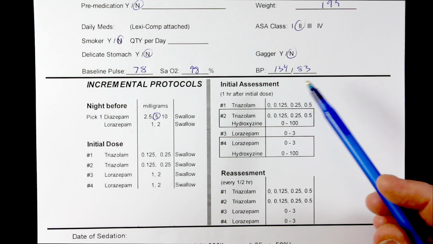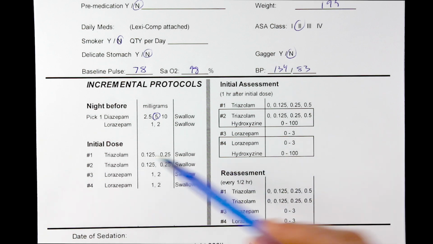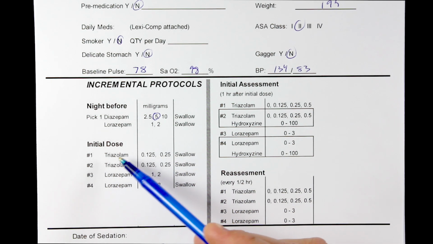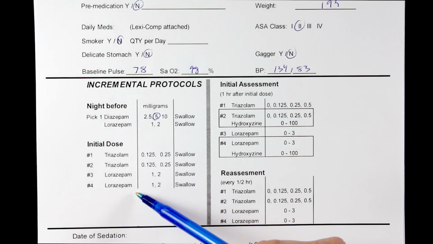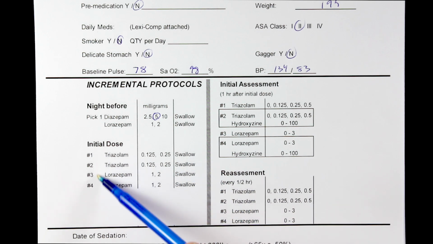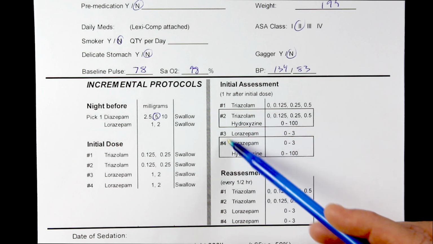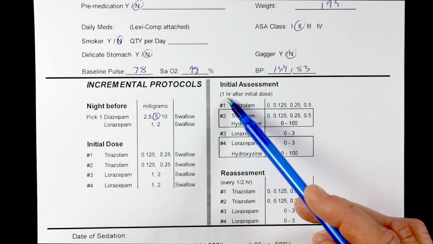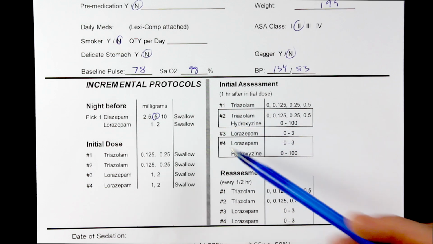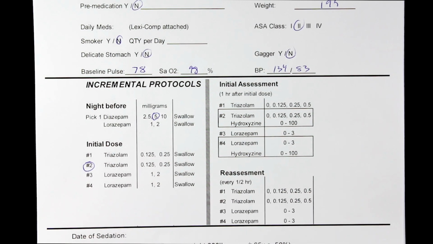Then after the initial dose, we're going to come back and do an assessment at 1 hour and then every half hour. Let's say we determine that the initial dose when they arrive is either going to be Triazolam or lorazepam. If you notice, these are the same across. There's just protocols 1 through 4. That plays into what we're going to do over in the reassessment or the initial assessment after the 1 hour of dosing. And we've got the different protocols here, 1, 2, 3, and 4. Most of the time, we're going to go with protocol number 2.